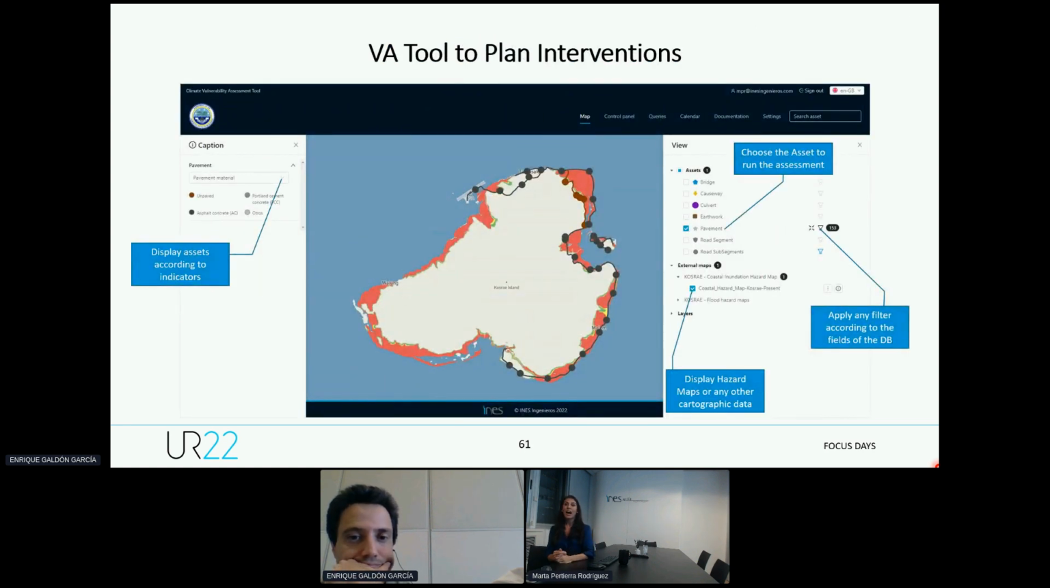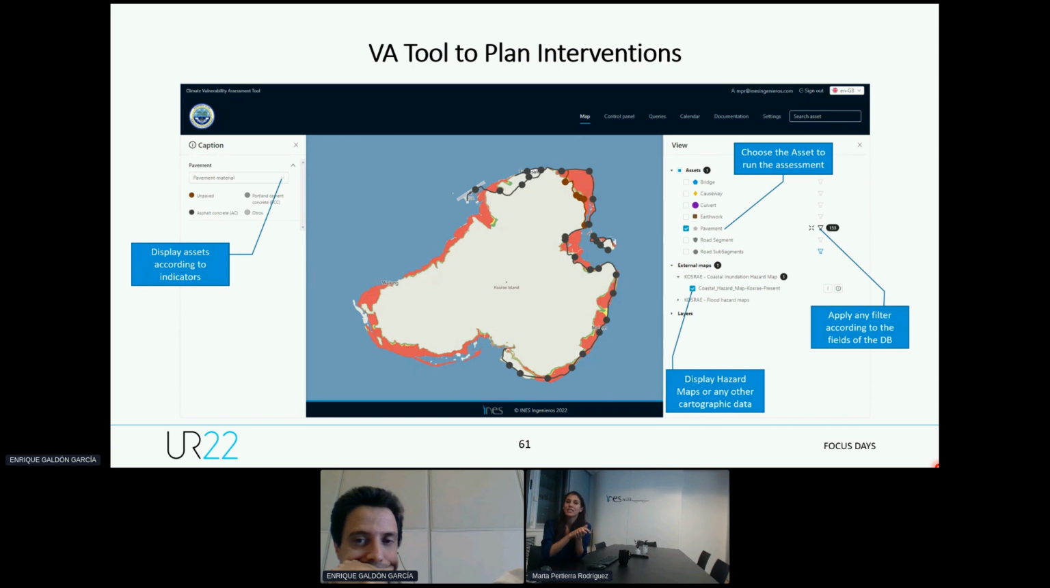Thanks. So as the methodology and other things were explained earlier, I'm going to focus just very quickly because I only have 9 minutes now. So I'm going to go very quickly on how to use the tool that we have developed to plan interventions. This is the main screen of the tool. On the right, you have a list of road assets that you can display in the map. And on the left, you have different indicators that you can use to color assets in one way or another. You can also display hazard maps at the same time.